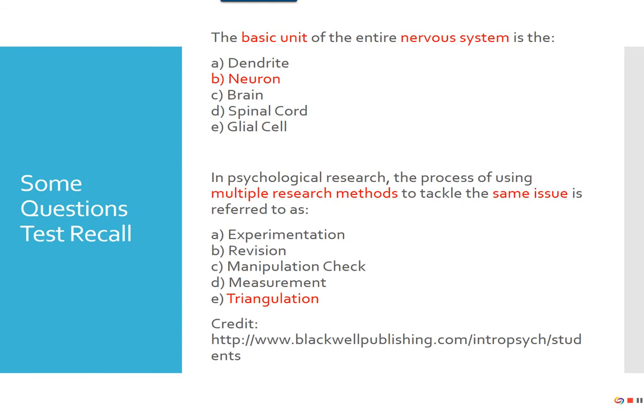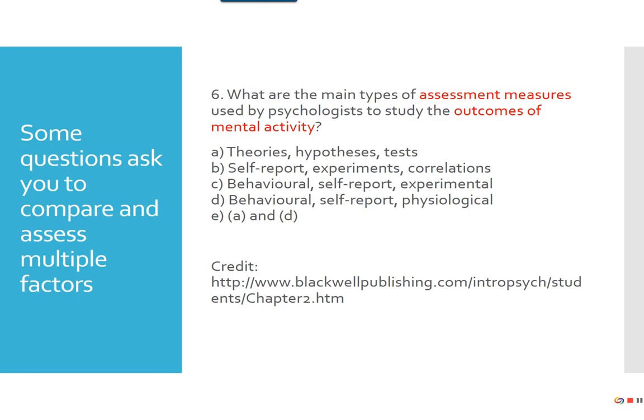Now, some questions on exams will test simple recall. Can you recall the answer to the question? For example, the basic unit of the entire nervous system is the, and of all those choices, I simply need to be able to recall that neuron is the correct answer. Or if I were looking at that second question, in psychological research, the process of using multiple research methods to tackle the same issue is referred to as, again, I need to know that that term is referred to as triangulation.